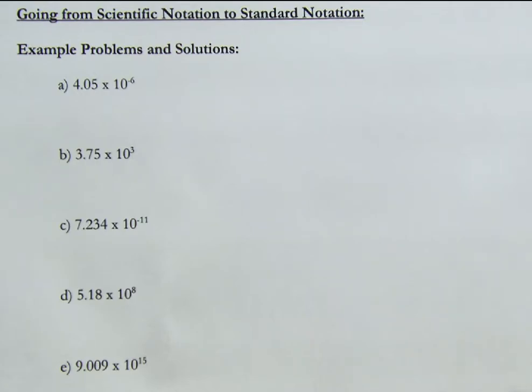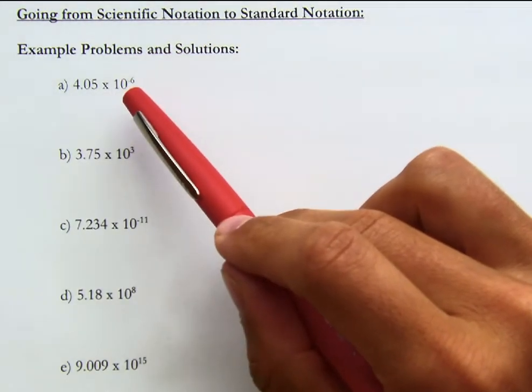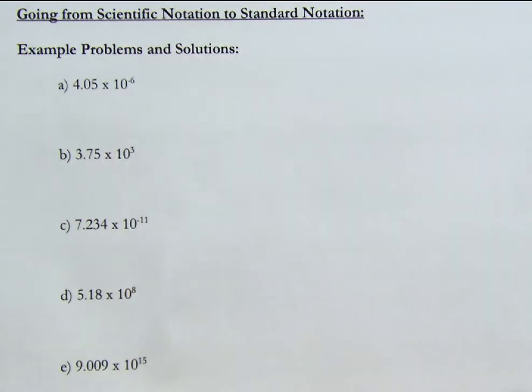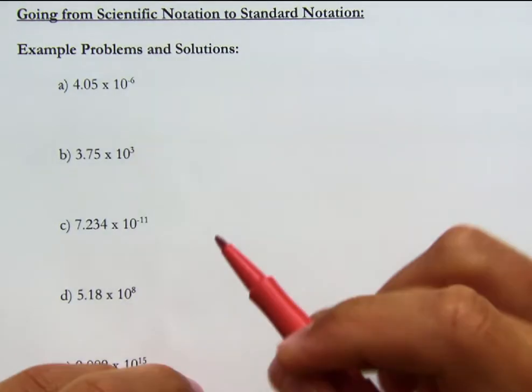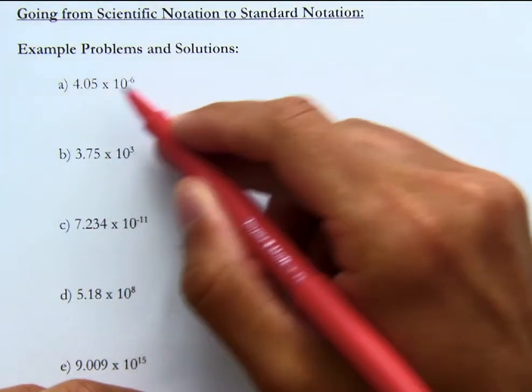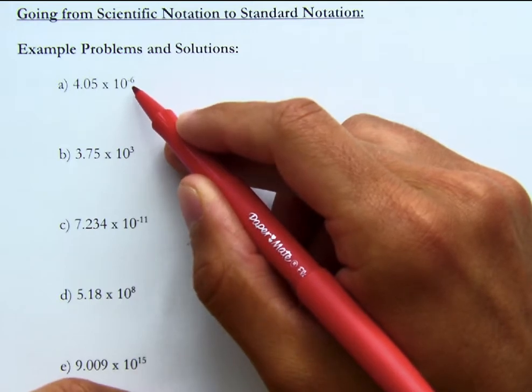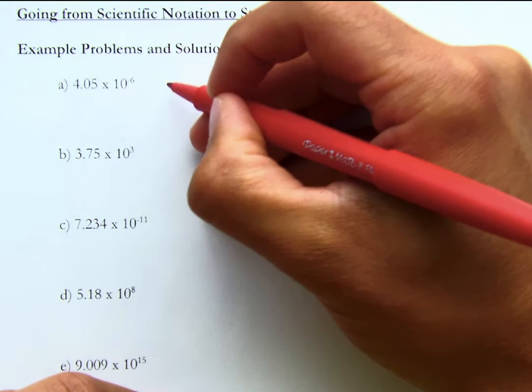In terms of how you go about solving this, looking at the exponent tells you if the number is going to be more than 1 or less than 1. The fact that this is a negative exponent, it's 10 to the negative 6, means that it's going to be a number less than 1. Now, we have 4.06, and this is to the negative 6. So that's a millionth rather than a million.